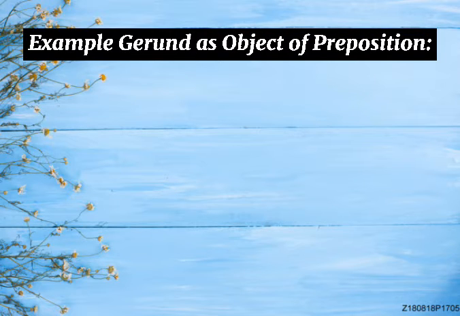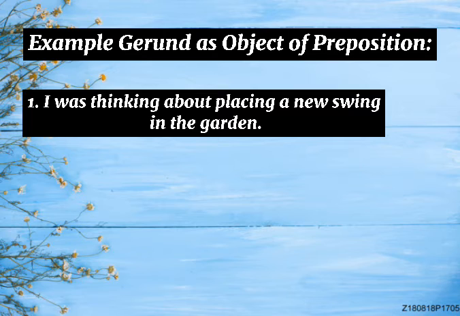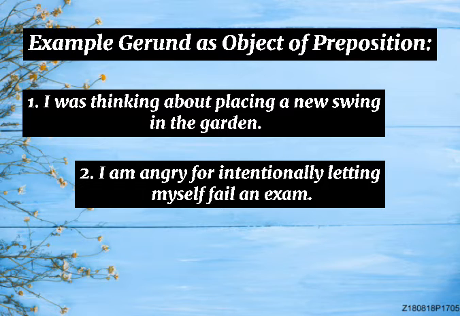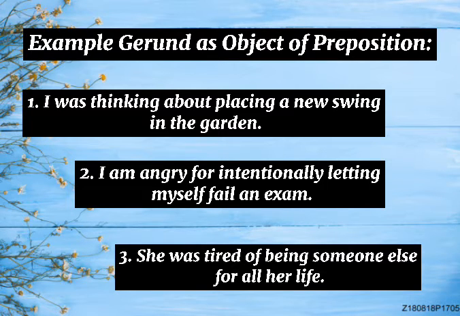Example of gerund as object of preposition. I was thinking about placing a new swing in the garden. I am angry for intentionally letting myself fail in the exam. She was tired of being someone else for all her life.